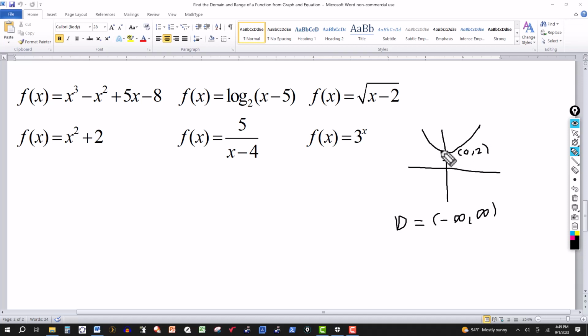So the smallest value of y is 2. So we say, okay, the range, and the 2 is included, so we need brackets here. You only put parentheses if that number is not included. So this would be 2 to infinity, and that's your answer for that one.